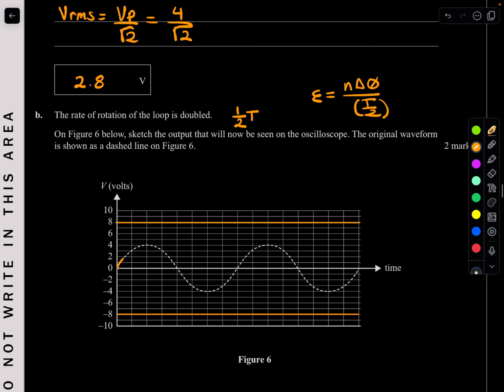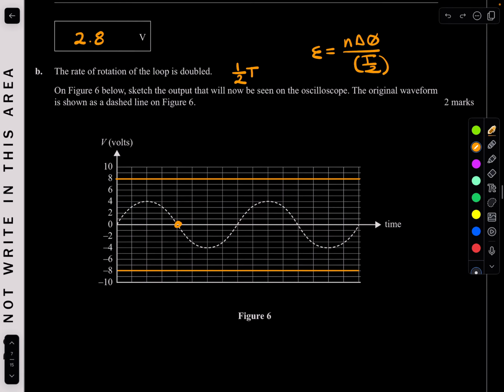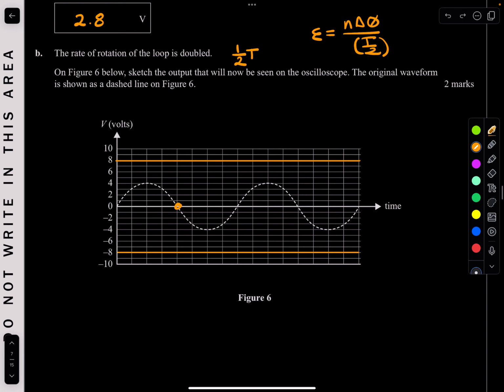And of course, you remember your period, we said it halves. So this is one period of rotation. Because it halves, it will be here then. So for one cycle, it should be something like that for one full rotation. Now let's just sketch a nice part of it. It will look something like that.